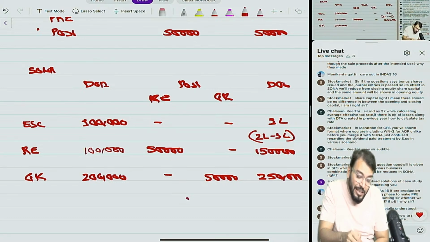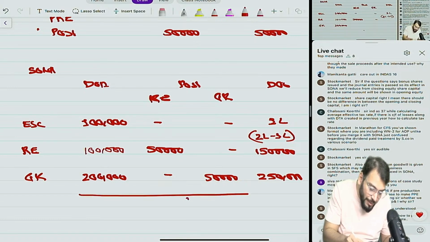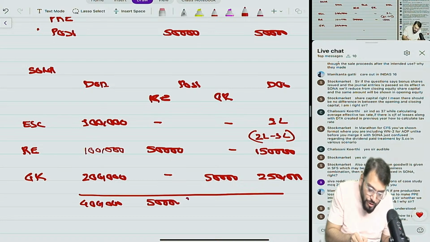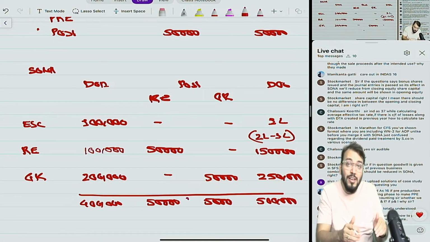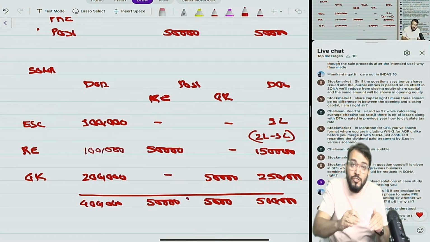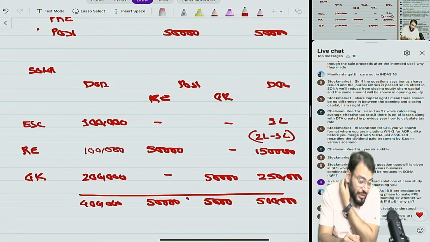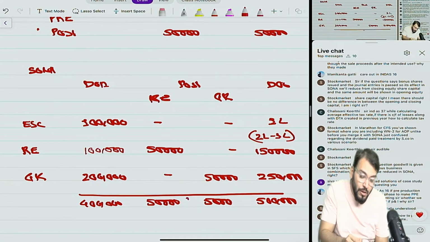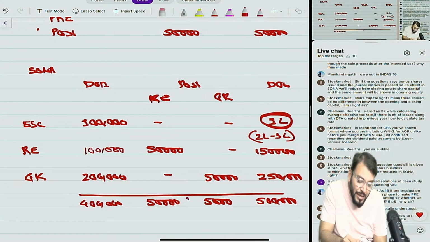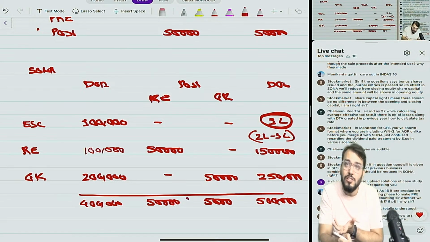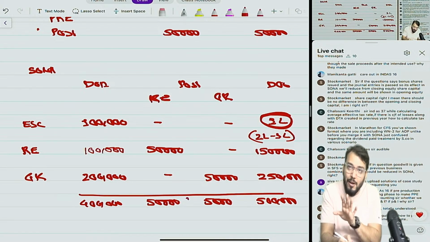So ultimately your net assets on the date of consolidation remain the same. You can see this is coming to 4 lakh on the date of acquisition, 50,000 post, 50,000 post, and this is coming to 5 lakh only. So even though the journal entry has been made or not, the effect remains the same. You can take general reserve as 2,50,000, or take it as 2 lakh and retained earnings as 1,50,000. Ultimately the effect will remain the same. I hope you are understanding.